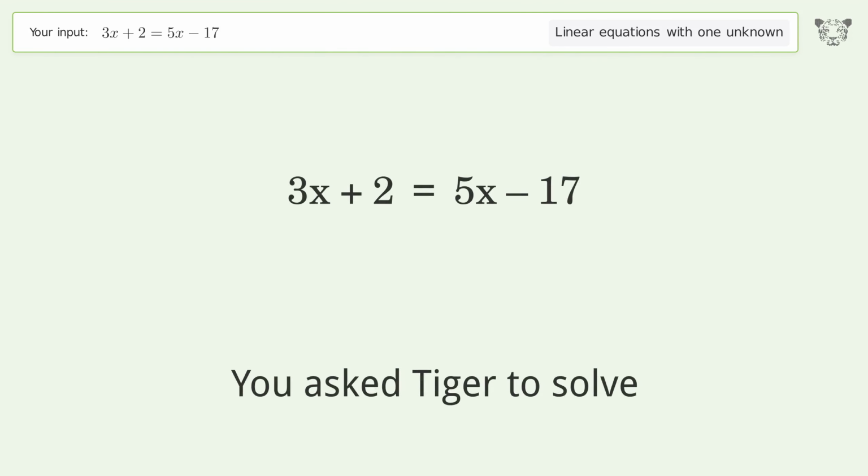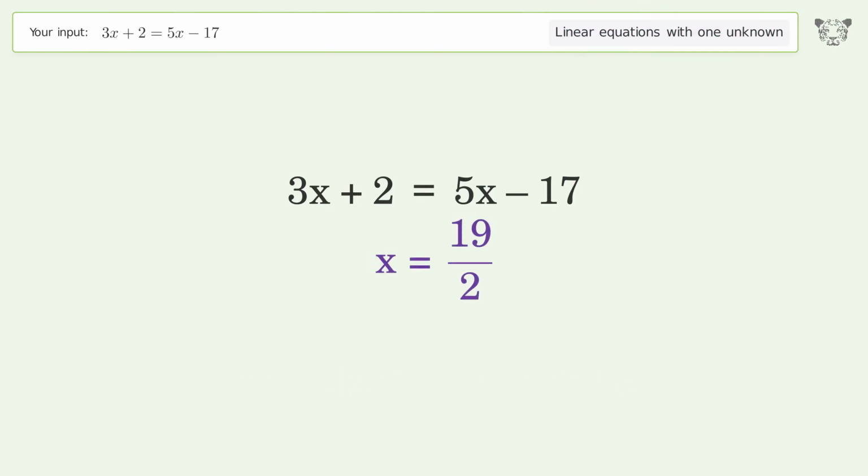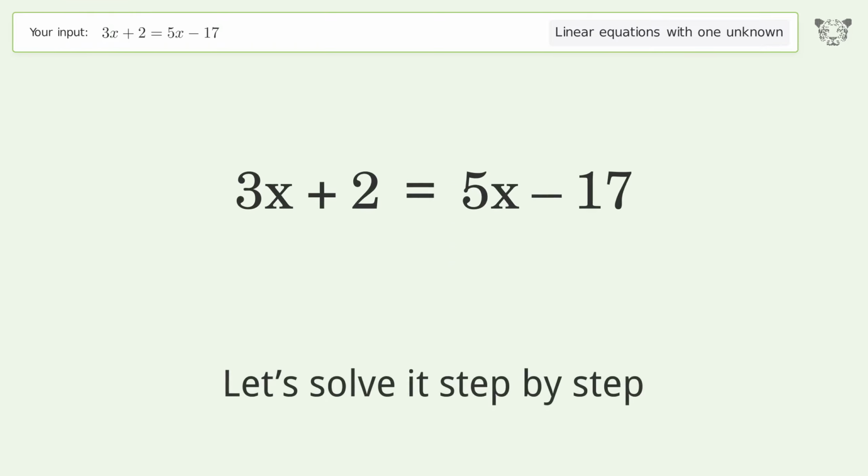You ask Tiger to solve. This deals with linear equations with one unknown. The final result is x equals 19 over 2. Let's solve it step by step.